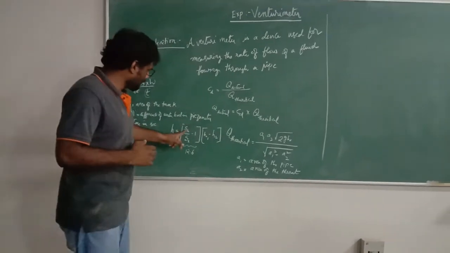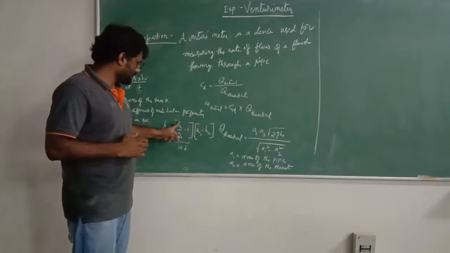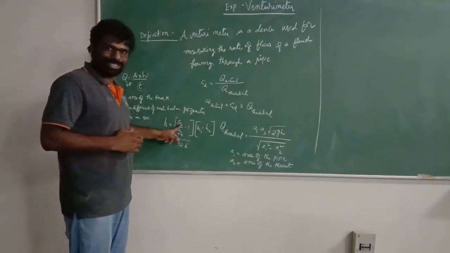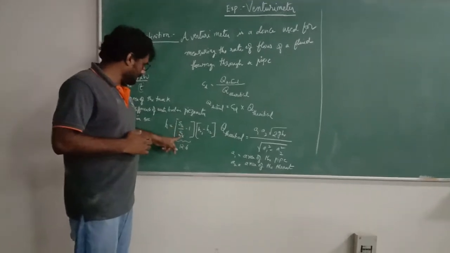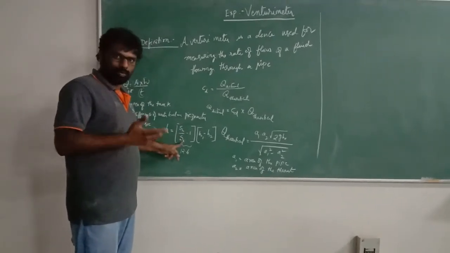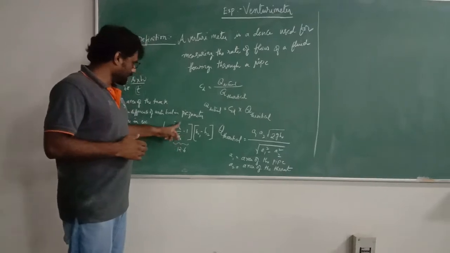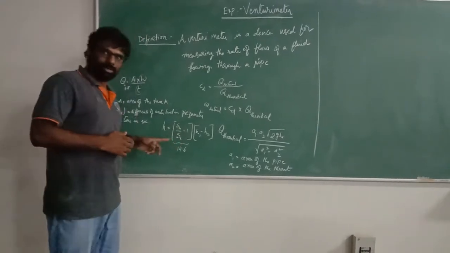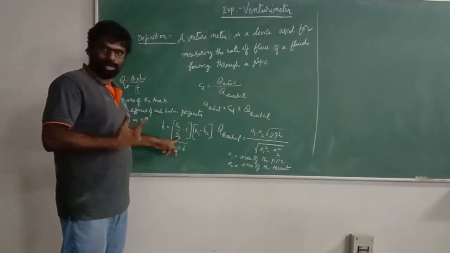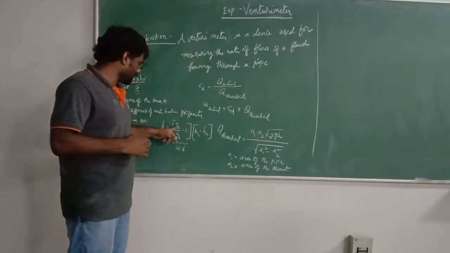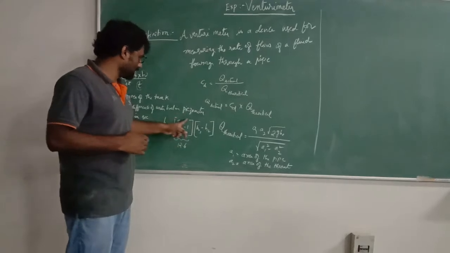H is equal to SH by SL minus 1, where SH is the specific gravity of the heavy liquid. Here we are using mercury. And SL is the specific gravity of the liquid, which is water. The specific gravity of mercury we know is 13.6, and the specific gravity of the liquid is 1. So 13.6 by 1 minus 1 is 12.6.